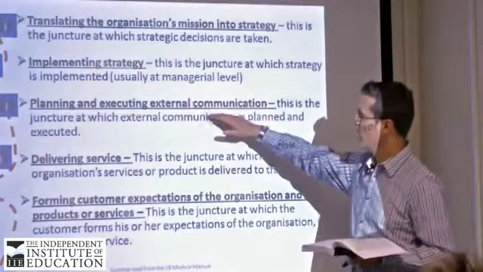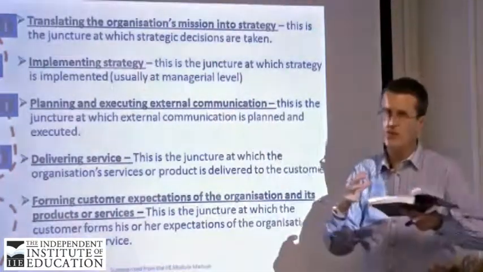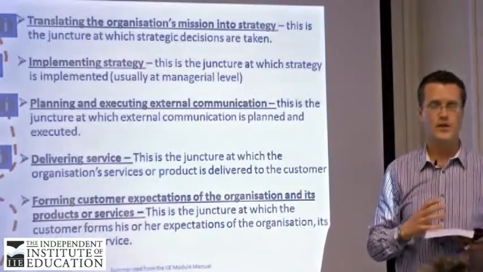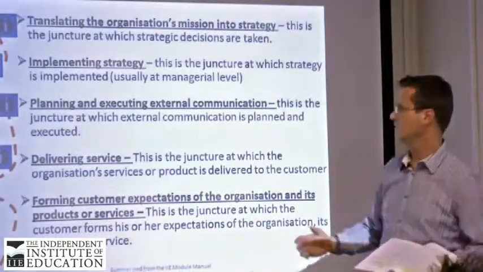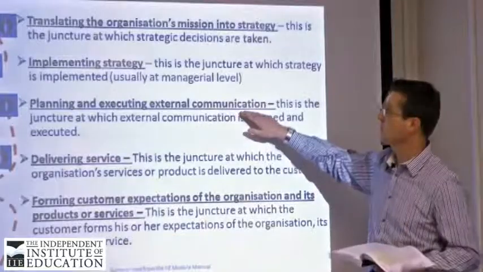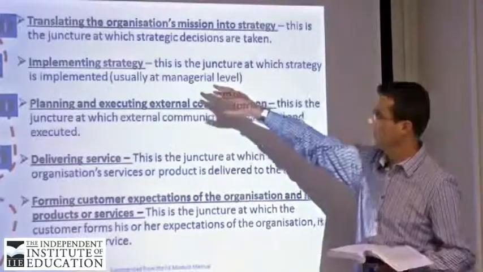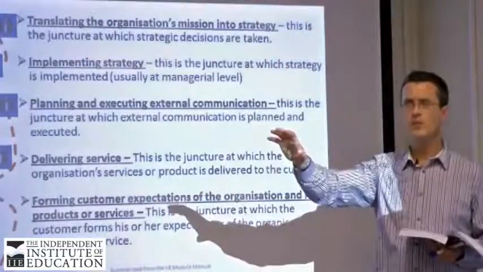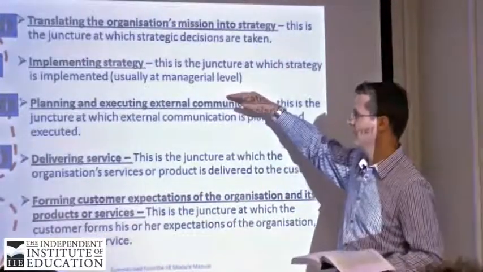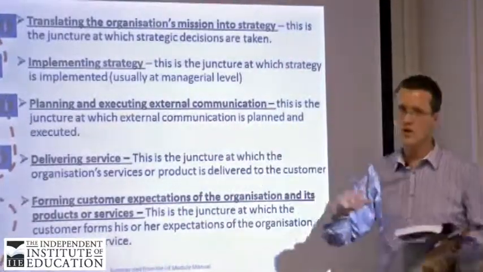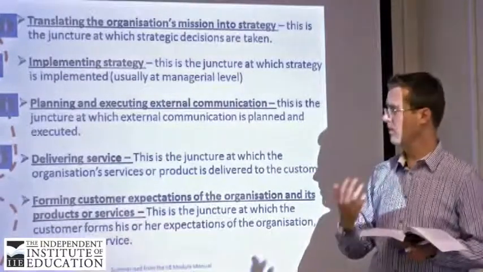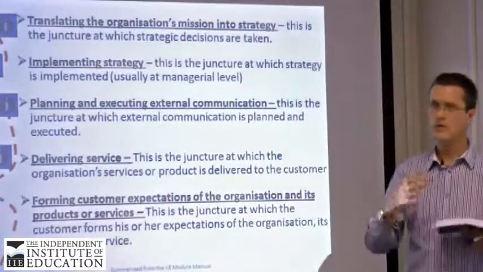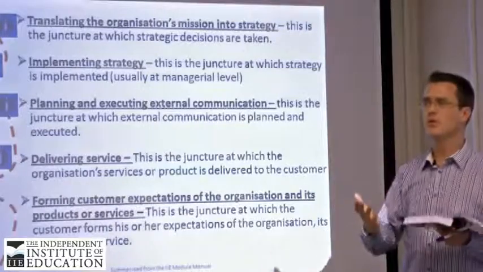We then move on, and now it's part of the organization internally, now we want to communicate it outside the organization. Can you see that the mission, implementing strategy is inside the company? Now we want to tell people outside the company about that. Okay, and that is where we plan and execute or implement or communicate this strategy to people outside.